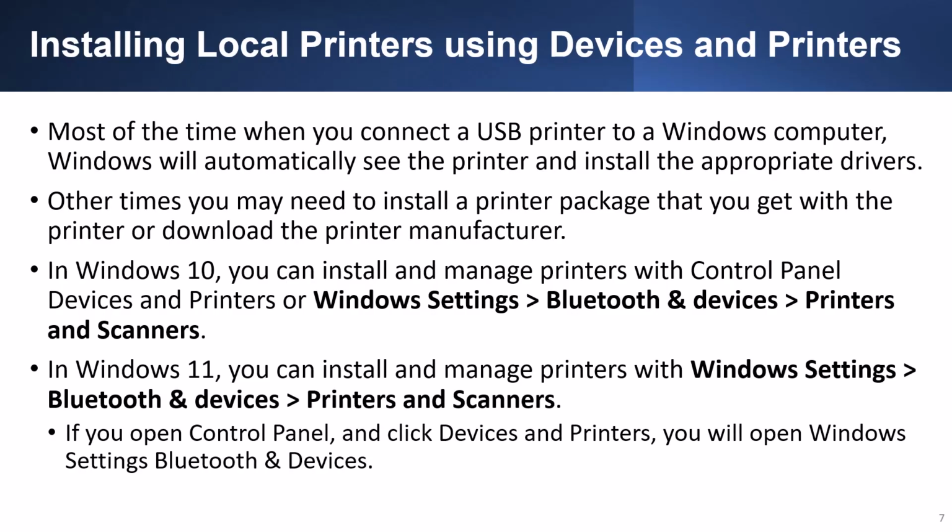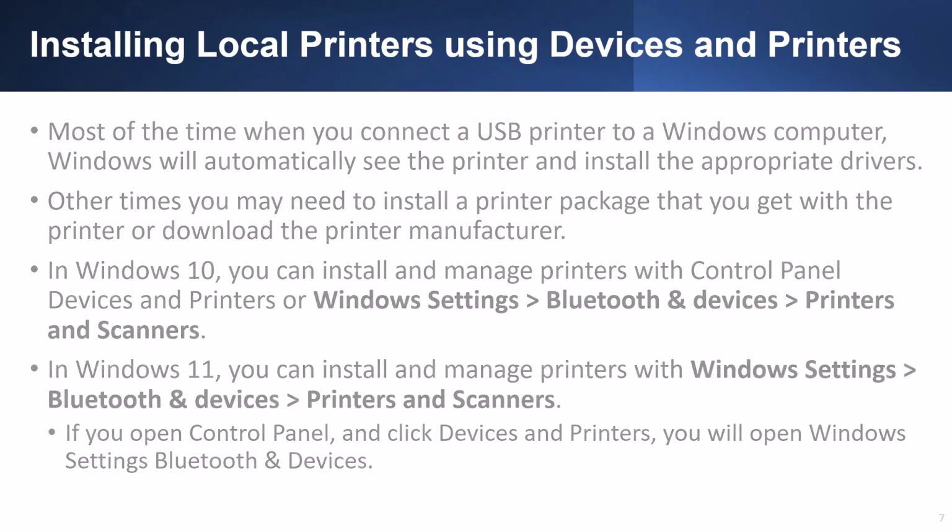Most of the time when you connect a USB printer to a Windows computer, Windows will automatically see the printer and install the appropriate drivers. Other times you may need to install a printer package that you get with the printer or download from the printer manufacturer. In Windows 10, you can install and manage printers with Control Panel, Devices and Printers, or Windows Settings, Bluetooth and Devices, Printers and Scanners. In Windows 11, you can install and manage printers with Windows Settings, Bluetooth and Devices, Printers and Scanners. If you open the Control Panel and click Devices and Printers, you'll open the Windows Settings, Bluetooth and Devices.